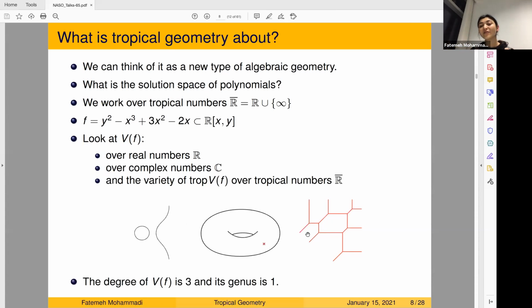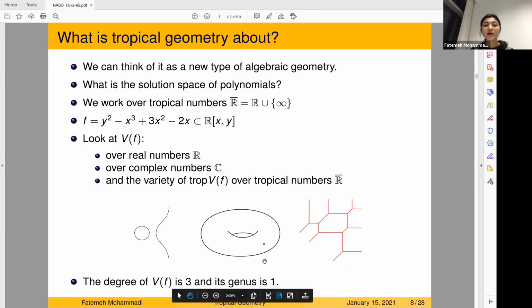And if you look at the tropical picture here, you would see that there are 3 rays pointing upwards, 3 rays to the right, and 3 rays like here. So the number of these rays that you see is also equal to the degree of my variety. So there is some information that would be translated to the tropical world.